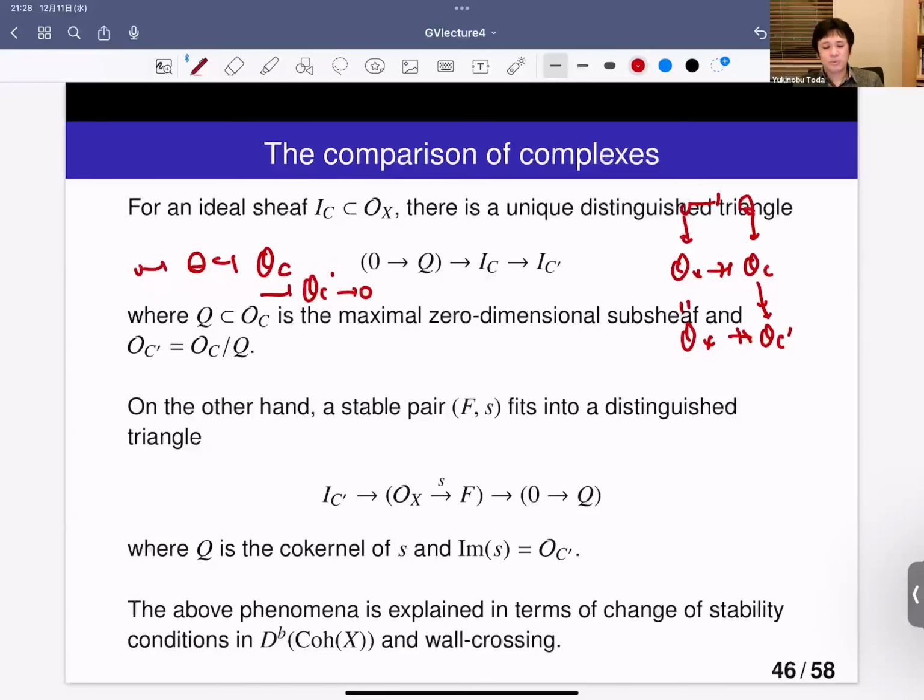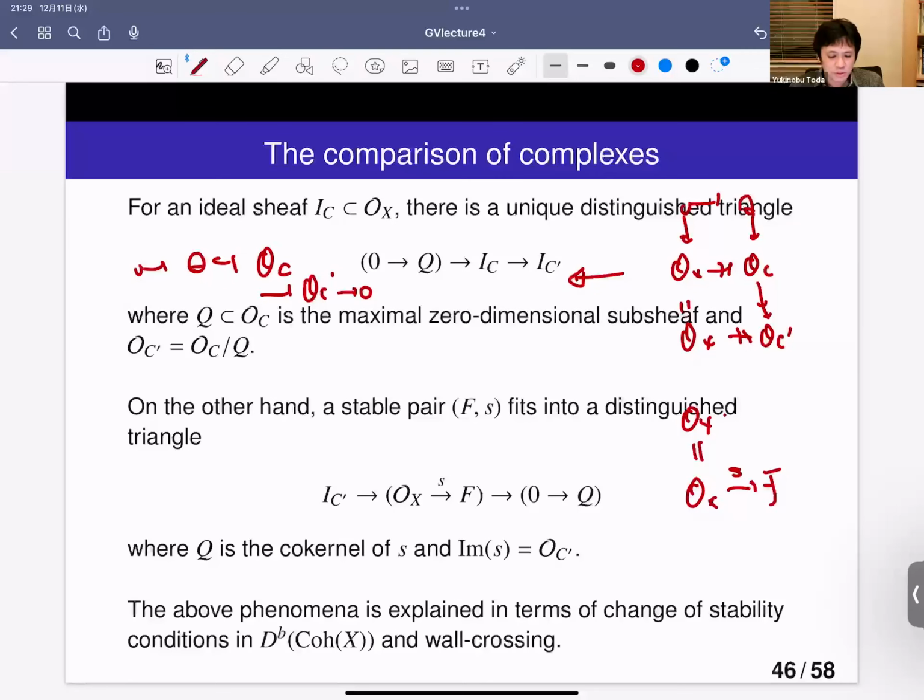From this exact sequence of complexes, we get this distinguished triangle. On the other hand, if you are given a stable pair, then for a stable pair, the sheaf F is always pure, but it may have a zero-dimensional cokernel. So in this case, instead of this exact sequence, we can take this sequence.